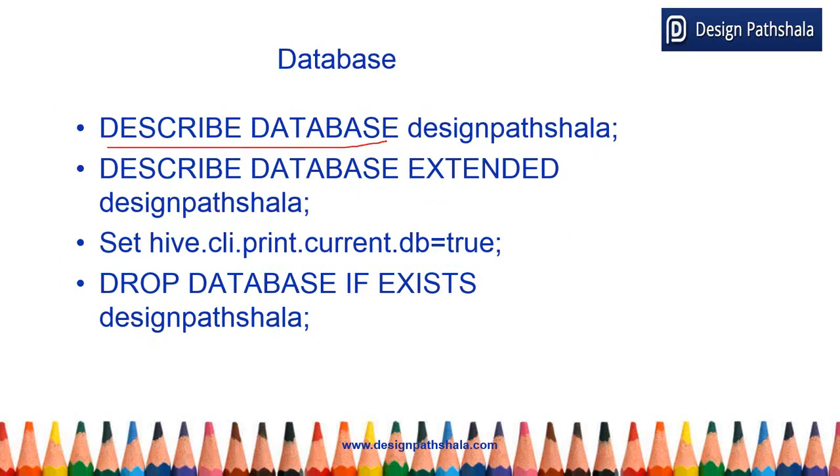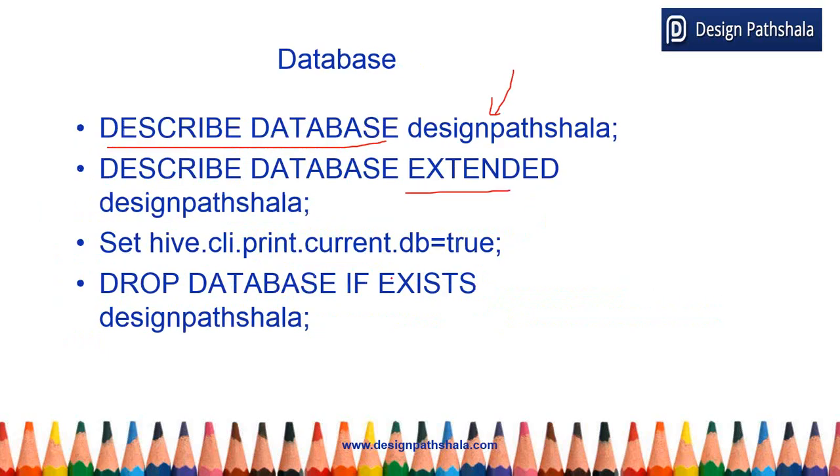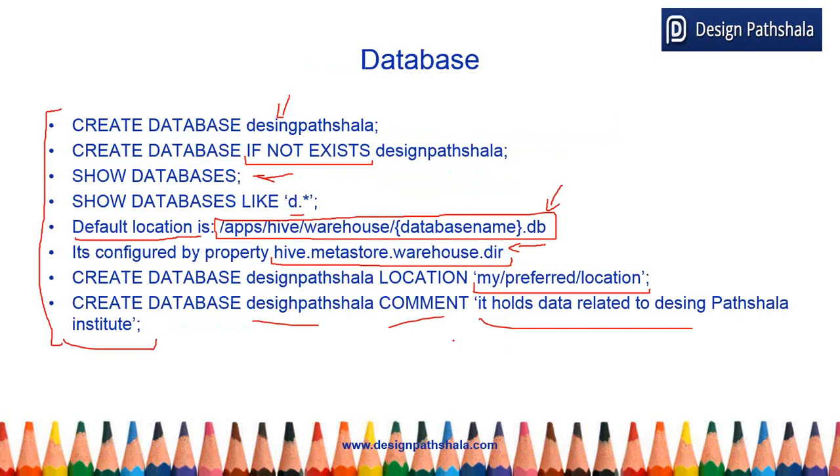Describe database will describe the properties of your database. Describe database extended will give you a little bit more properties of a database, if we have set comments or a new location. And hive.cli.print.current.db equals true will always print your current DB on your Hive console. And drop database, I hope everyone understands, drop will drop your database. So let me go back to the Hive console and show you these things quickly, and let's move on to the next topic. So give me a minute.